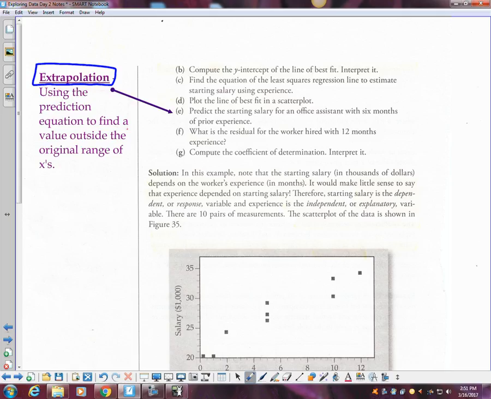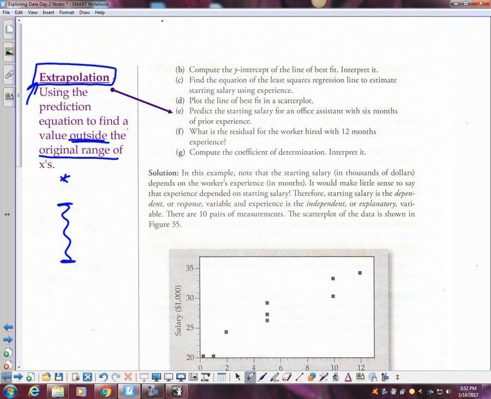It sounds very painful, but it's just when you use the prediction equation to find a value outside the original range of x's. I think we did a problem with a Ford truck, where we were trying to predict how many miles a truck had on it if it cost $30,000 or something like that. You have to make sure that your values are within the range of the ones given. If they ask you to predict for a value that's outside, that's called extrapolation, and you can't do it. Okay.